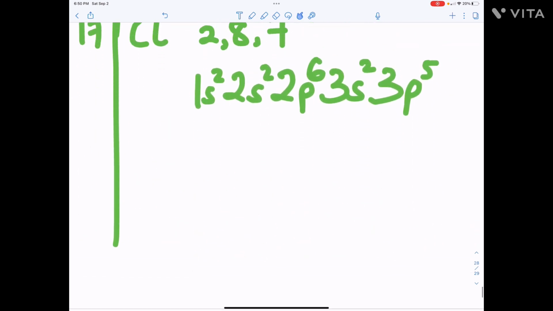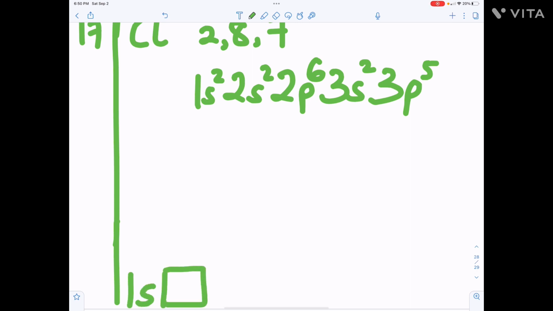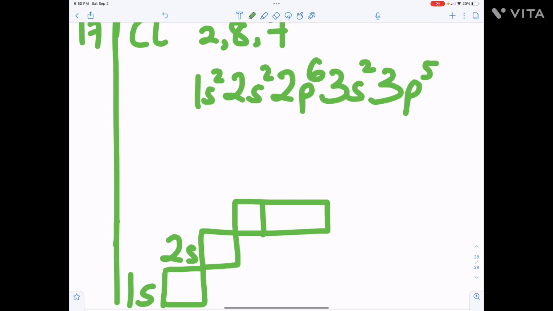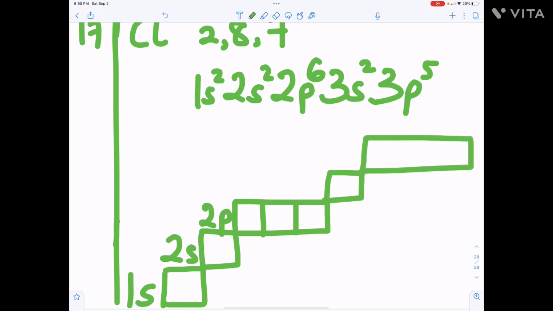So that's how. In picture, it will be 1s2, 2s2, 2p6, 3s2, and 3p.